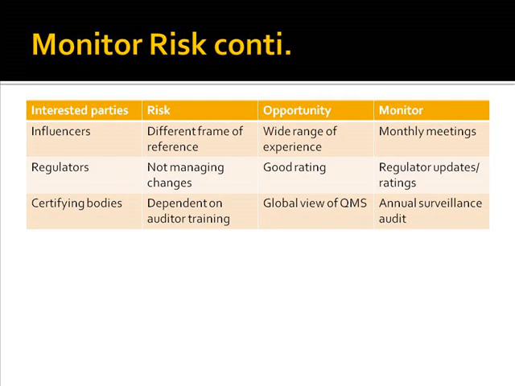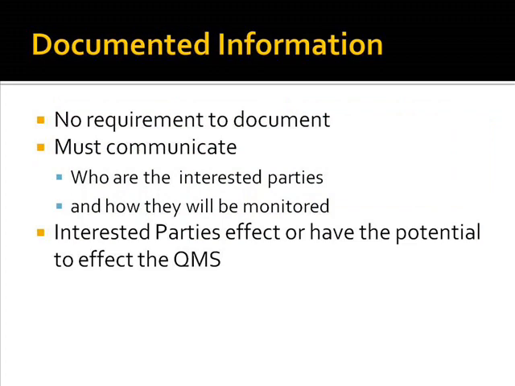Now, of course, what's in these tables is just typical. You need to set up what works for you and your company. You are the best judge of this. These are just some things to give you some ideas of where to look. So now we have our lovely table, and what are we going to do with it? Well, here's a little piece of information. There is no documented information requirement for interested parties or risk and opportunity. What is required is that you communicate it throughout your organization so that those involved with the QMS can act responsibly and carry out the monitoring and react to the risks and the opportunities.